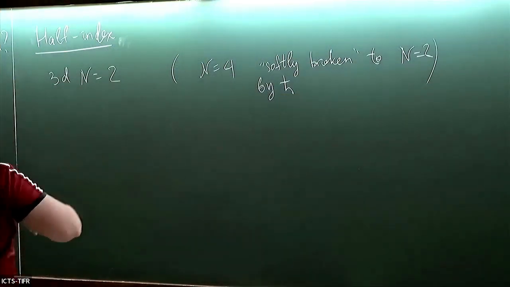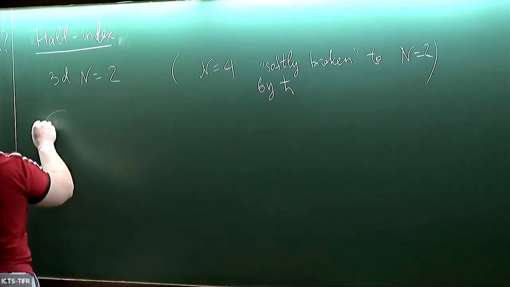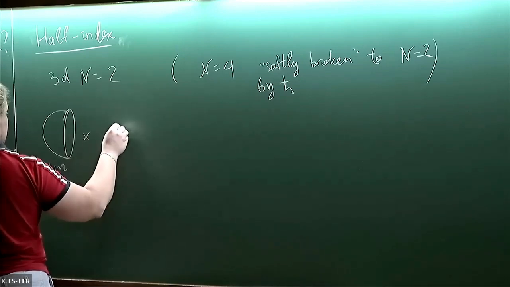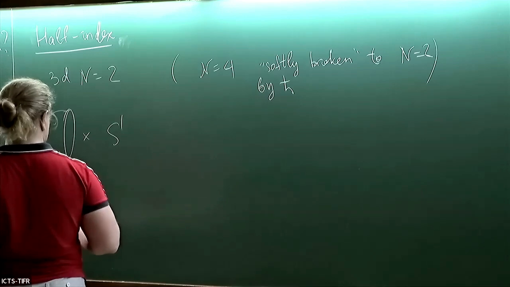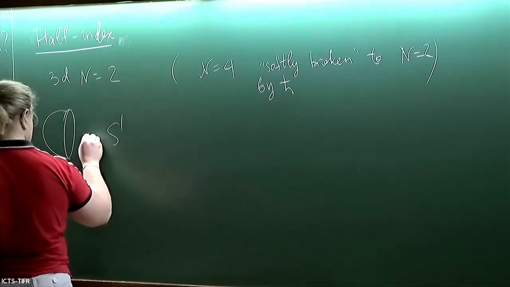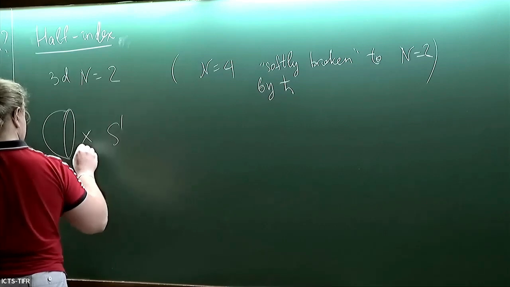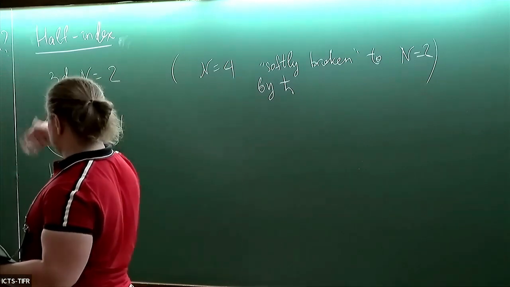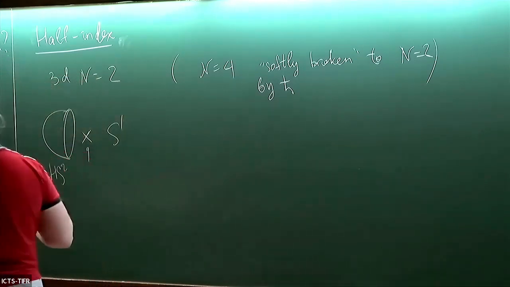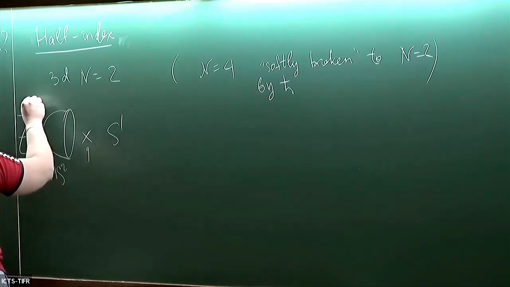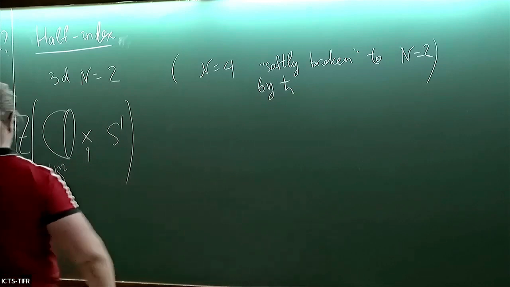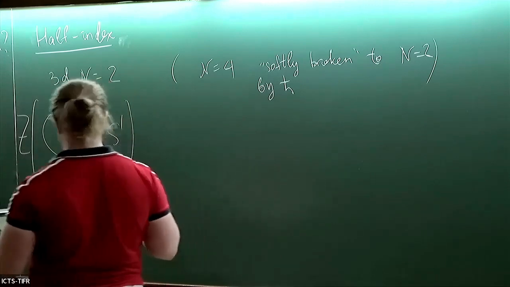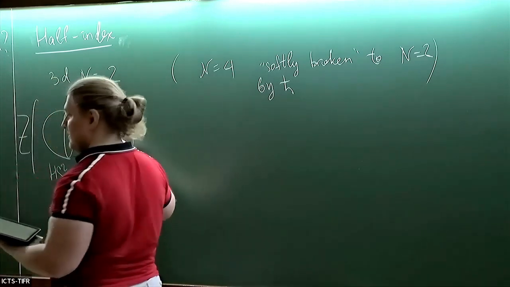So what is this half index? Well, you consider your 3D N=2 theory on the hemisphere, HS2 cross a circle, sometimes denoted like this, which means that as you go around the circle, you rotate your hemisphere, and you compute the partition function of your three-dimensional theory on this space, which is going to be a number, or rather a function of various flat connections that you turn on along S1.